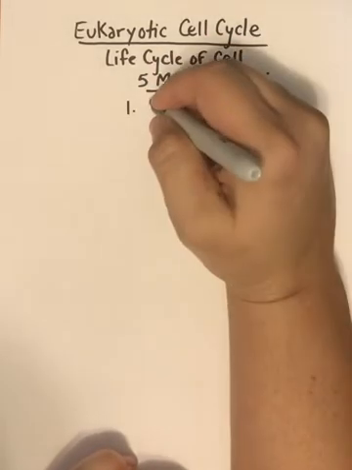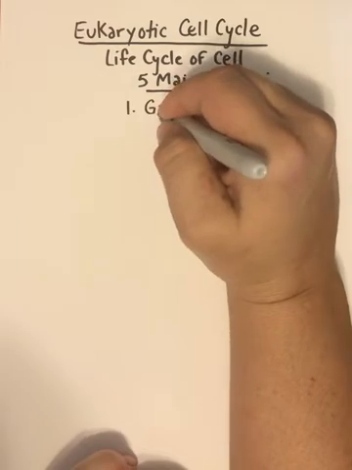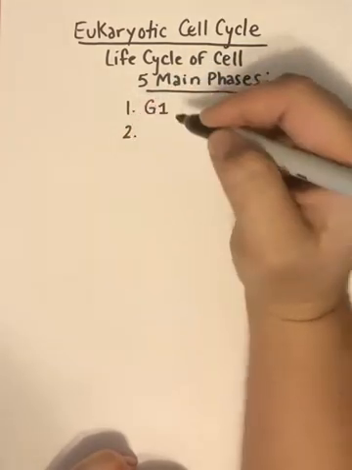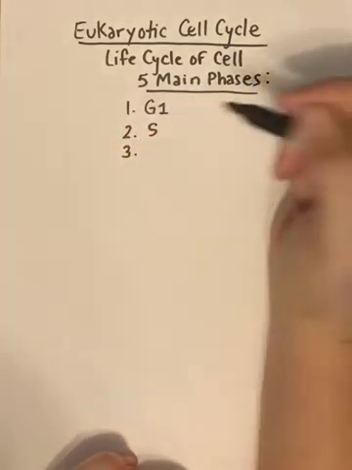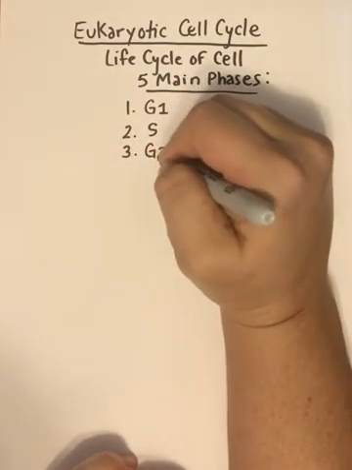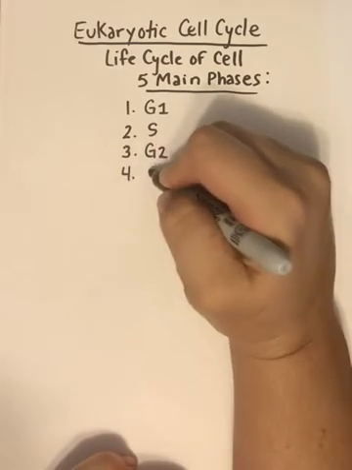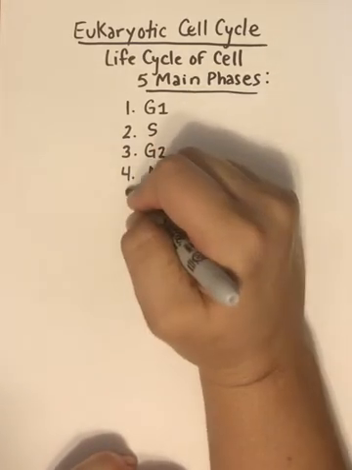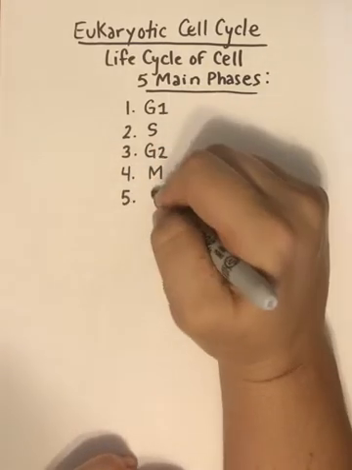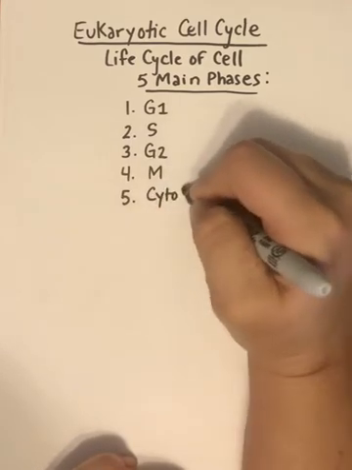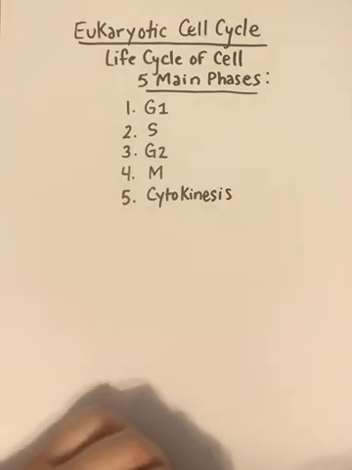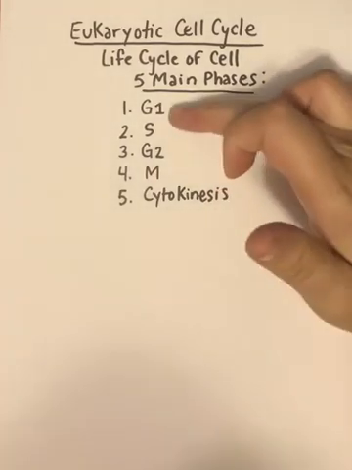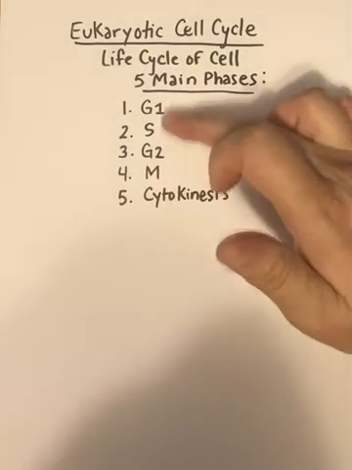The first phase is known as G1. The second phase is known as your S phase. The third phase is going to be known as your G2 phase. The fourth phase is known as your M phase. And the fifth phase is known as your cytokinesis phase. Now, each one of these actually stands for something different.